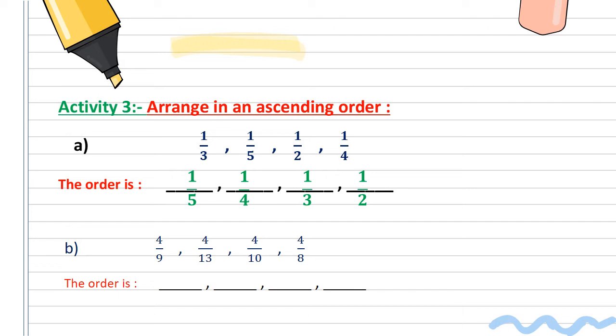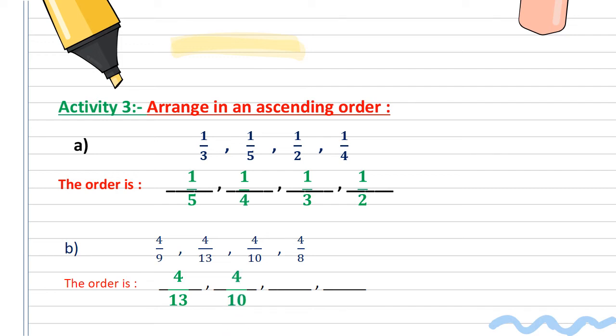Okay, let's answer question B. I have 4 over 9, 4 over 13, 4 over 10, and 4 over 8. I have the same numerator too. So we look at the biggest denominator. What is the biggest denominator here? It's 4 over 13, so it's the smallest one. Then find the biggest denominator.